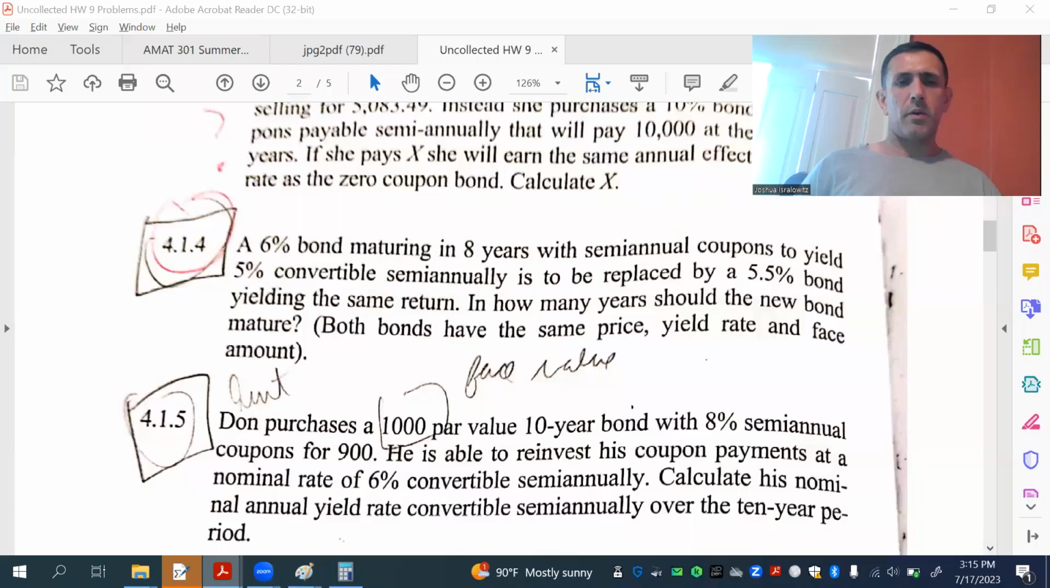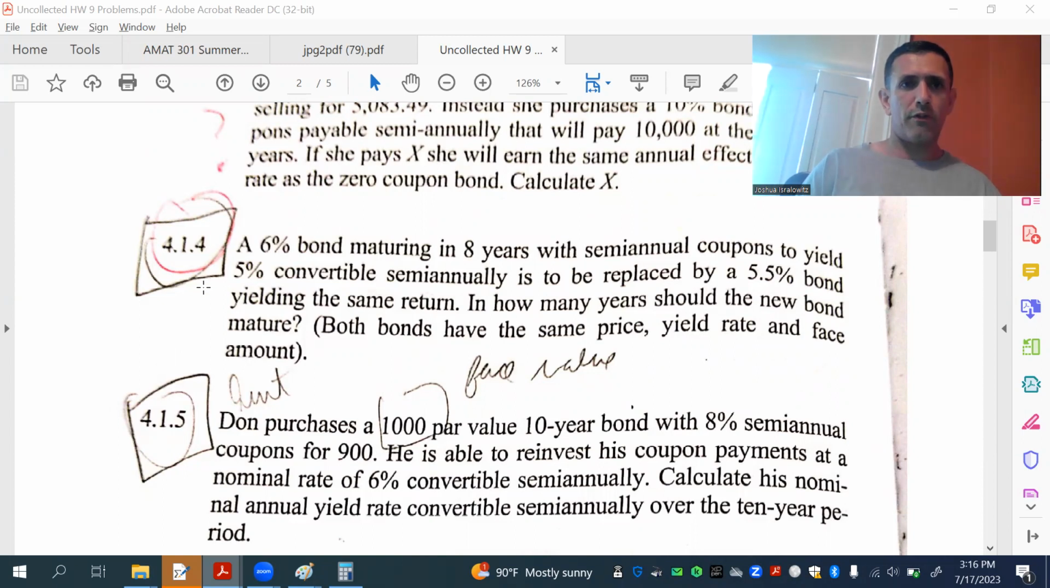Hello, everyone. What I want to do now is go over 414 and 415 from the uncollected homework. These are both similar to collected homework problems, so I think it's worthwhile to go over this. Additionally, normally when I teach this, for example, last time, spring 2023, I do go over these problems in class. So yeah, let's get to it.